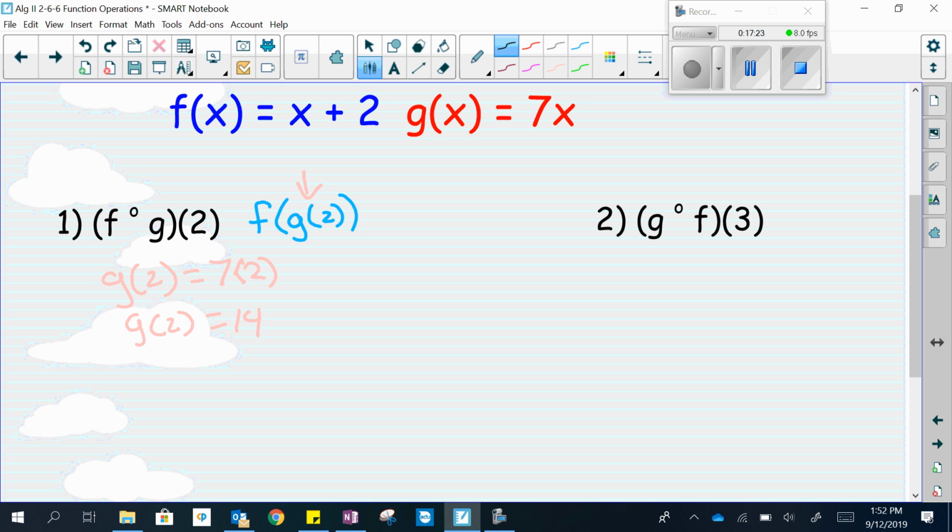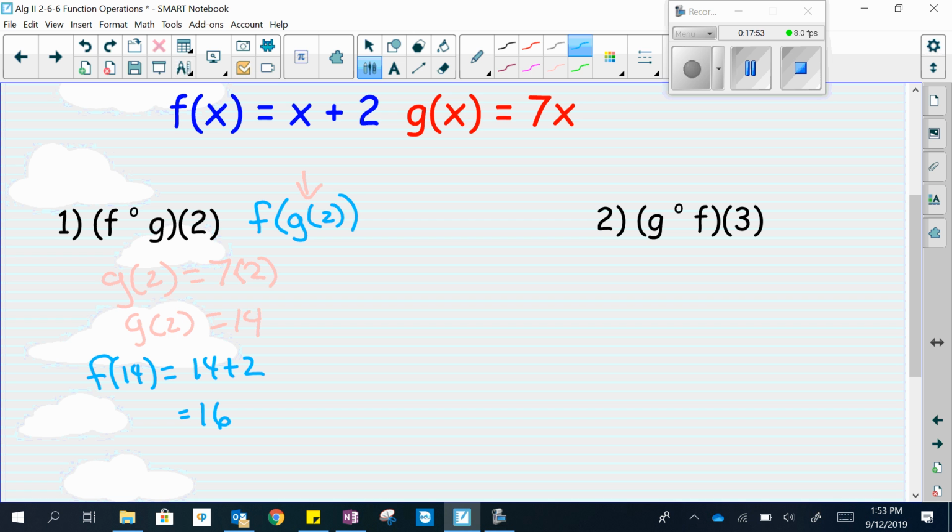Now watch me. This says f of g of 2, but what is g of 2 now? 14. So what are we going to do now? f of 14. So proud of y'all. So now which function do we go get? The f function, right? We need to use our f function up here, and then we use 14 as our input value. And that's 16.